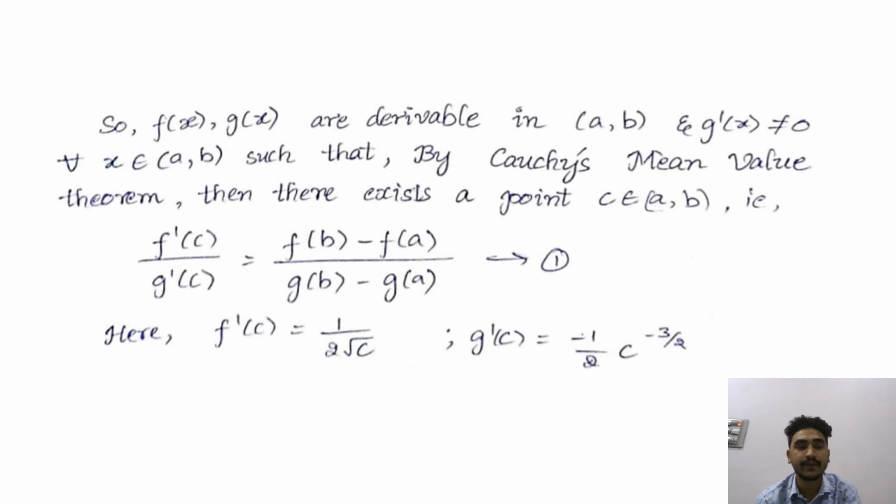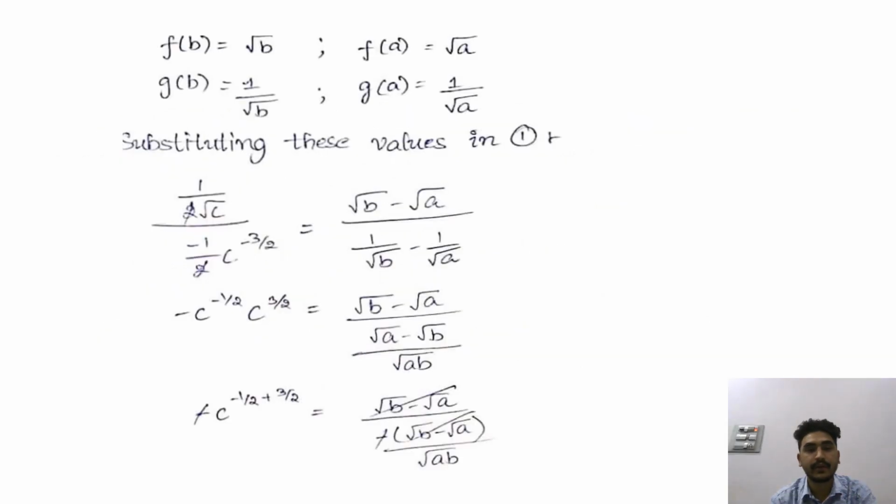Such that f'(c) divided by g'(c) is equal to [f(b) - f(a)] divided by [g(b) - g(a)], given as the first equation. Here f'(c) = 1 divided by 2 root c. g'(c) = -1/2 c^(-3/2). f(b) = root b, f(a) = root a, g(b) = 1 by root b, g(a) = 1 by root a.